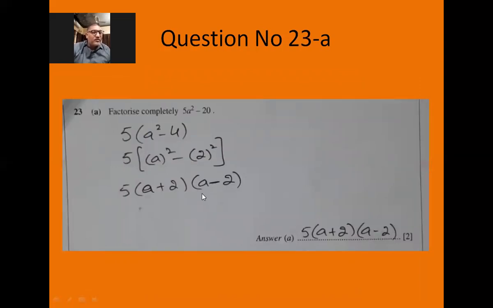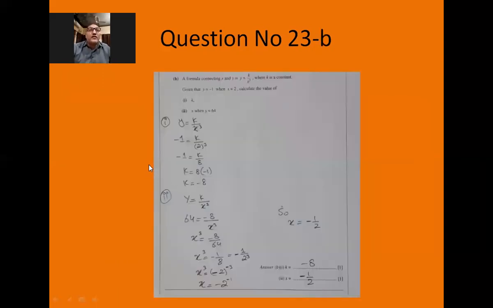The next question is question number 23, A part. It says factorize completely 5a square minus 20. So we will take 5 common. So you will have a square minus 4. This is a perfect square. This is also a perfect square. So 5 bracket a square minus 2 square, because these two are perfect squares and you have a negative between them. So it's like a square minus b square, that will be equal to a plus b, a minus b. So this will be 5 into a plus 2, a minus 2. So this is how you will factorize question number 23, A part.